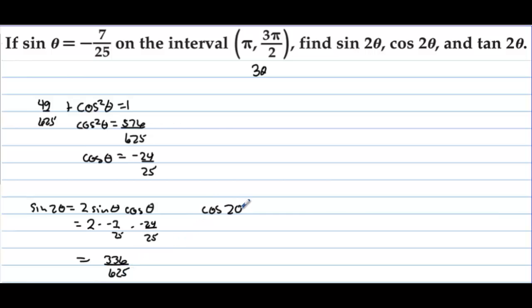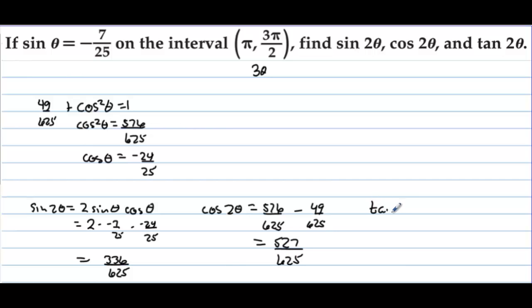The cosine of 2 theta is equal to, we can choose between 3 of them. We can do cosine squared, which we found, that's 576 over 625, minus sine squared theta, which is 49 over 625 actually. And 576 minus 49 is 527 over 625.